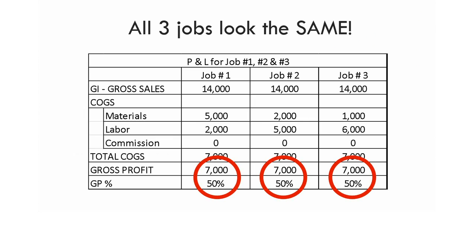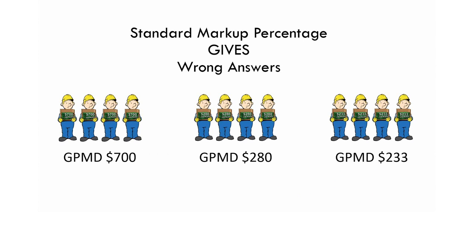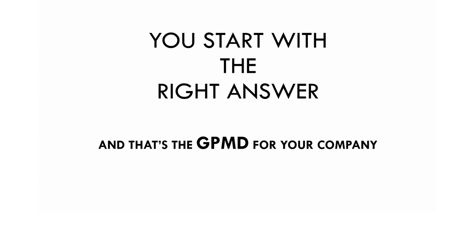When we first looked at it, we said, wow, all these jobs are the same. Looks like you're doing great. But in actual fact, job 1 we got 700 GPMD, job 2 280 GPMD, and job 3 233 GPMD. It's vital for you as a contractor to know what GPMD you need to bring in. And when you estimate, shouldn't you estimate with that correct GPMD each time? So how you estimate correctly is you start off with the right answer, and that is the GPMD for your company.